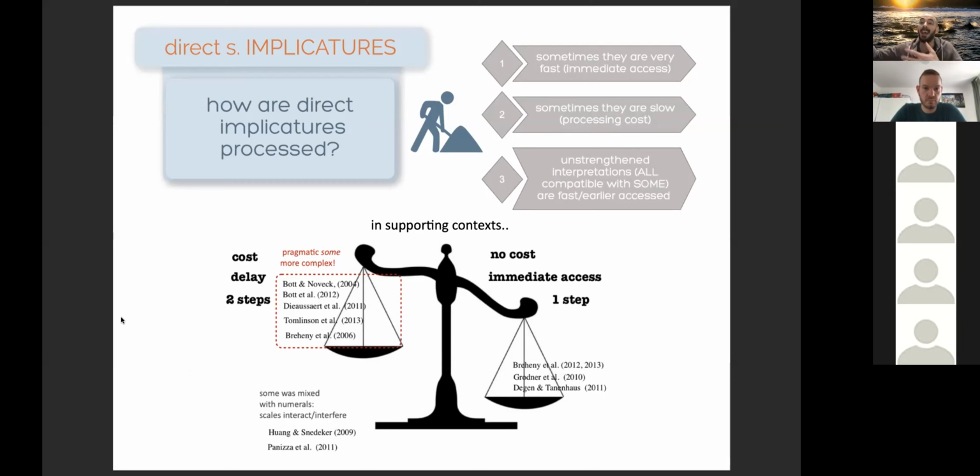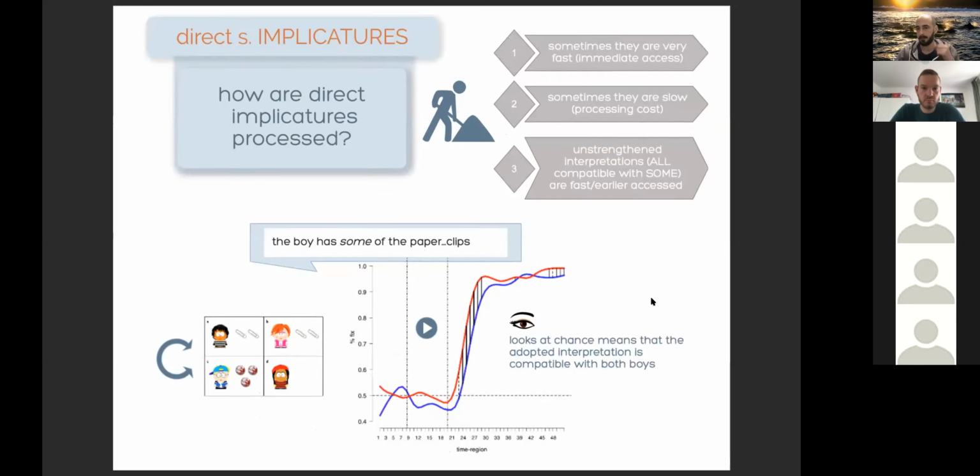Okay, so all these experiments provide evidence that you do have a cost. There is probably a delay in accessing the strengthened meaning, but other studies found that sometimes you can access the implicature immediately, without showing this delay. So there is a lot of debate in the literature. I'm going to give you one example of an experiment that I like because I made it.